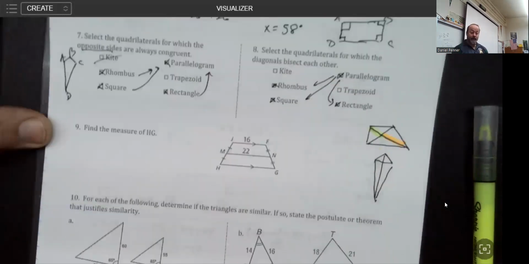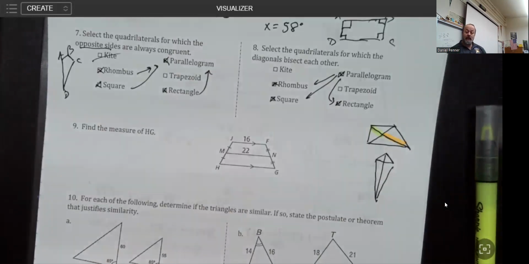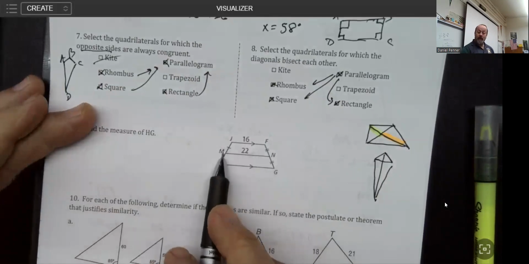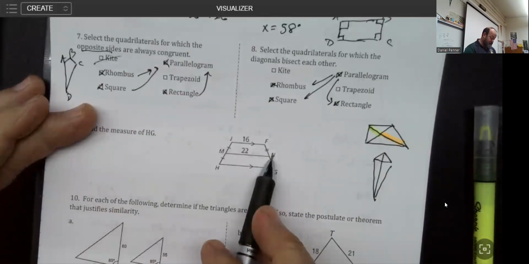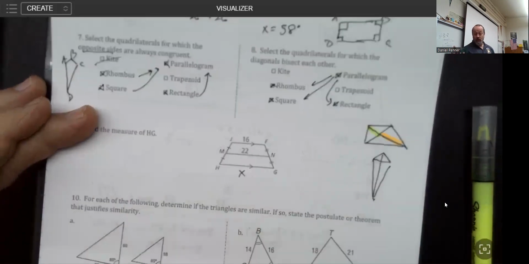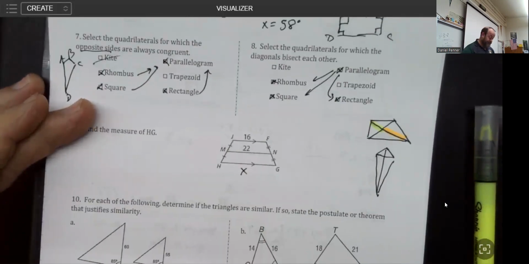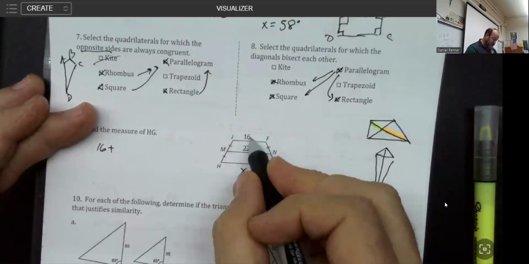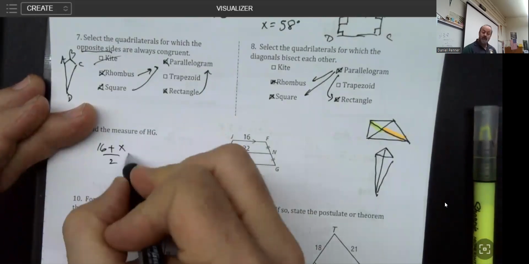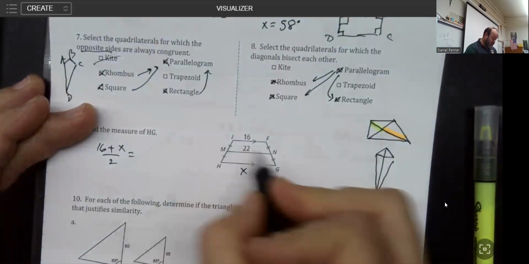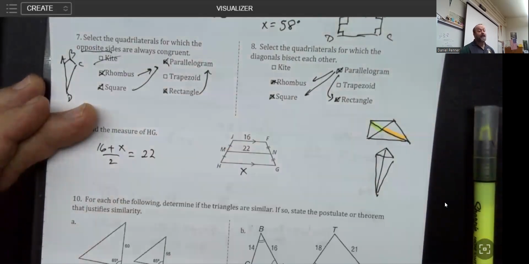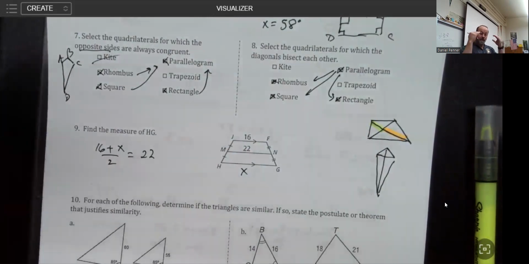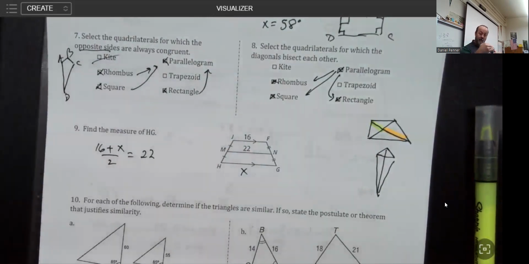All right, number 9. This is called the mid segment. Anytime you have a trapezoid that connects the midpoint of both sides, that's called the mid segment. Now, there's two really good ways to do this problem. The first one is you take the sum of the two bases and divide it by 2, and that should give you the length of your mid-segment. That's the formula. You're supposed to take base 1 plus base 2 divided by 2. It's supposed to be the average.